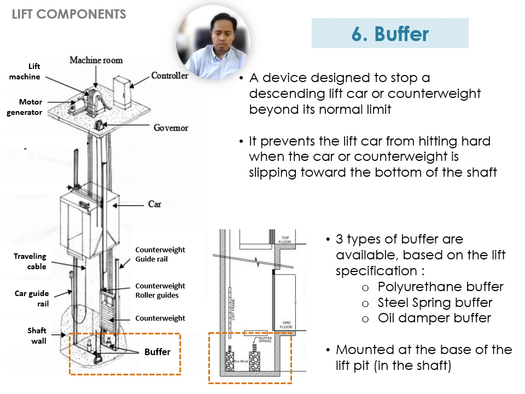There are 3 types of buffer available based on the lift specification. The first one, it could be a polyurethane buffer. Second, steel spring buffer. And the third is oil damper buffer. So this buffer is mounted at the base of the lift pit, which is inside the lift shaft.